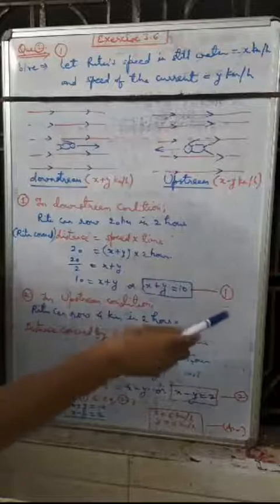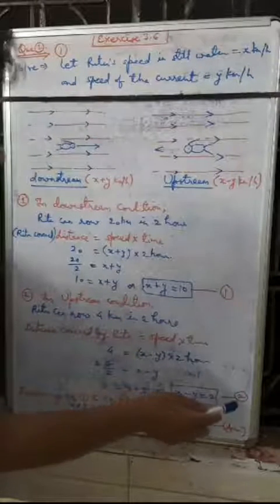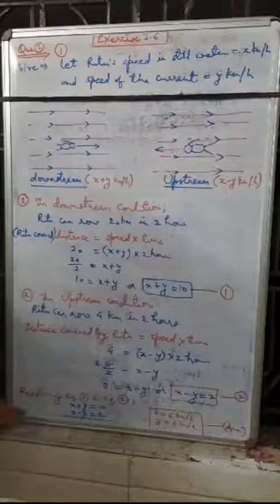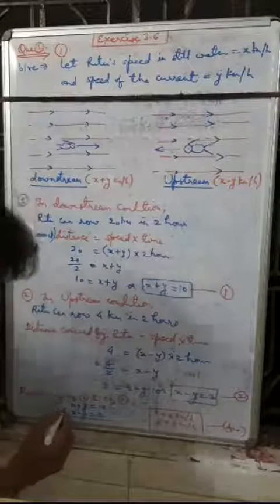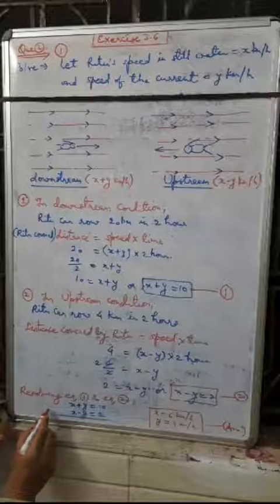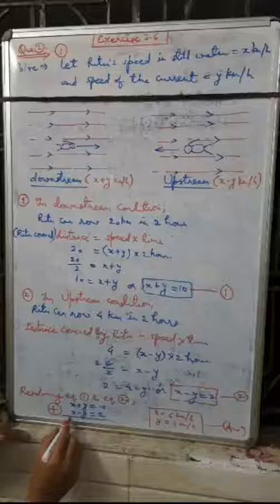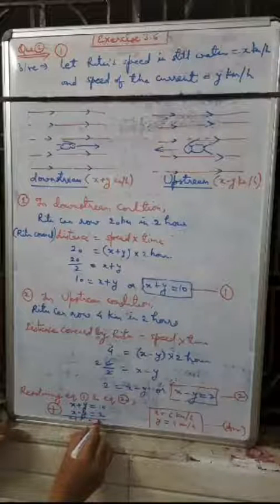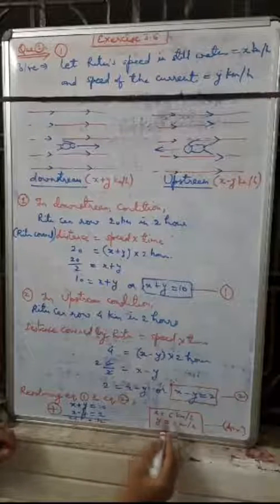Now you are having two equations, x plus y is equal to 10 and x minus y is equal to 2. Now resolving equation 1 and 2 by using elimination method or any method, so we are having two equations, x plus y is equal to 10 and x minus y is equal to 2. So nothing you have to do, you have to add both the equations. So x plus x is equal to 2x, y cut, and 10 plus 2 is 12. So 2x is equal to 12, so we can write x is equal to 12 by 2 is equal to 6.